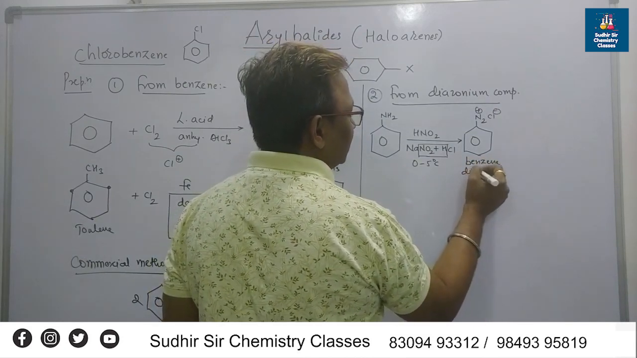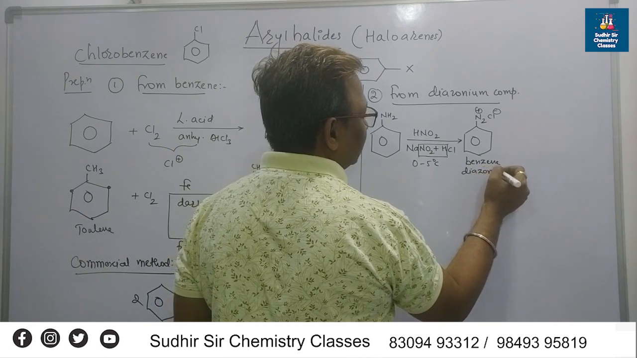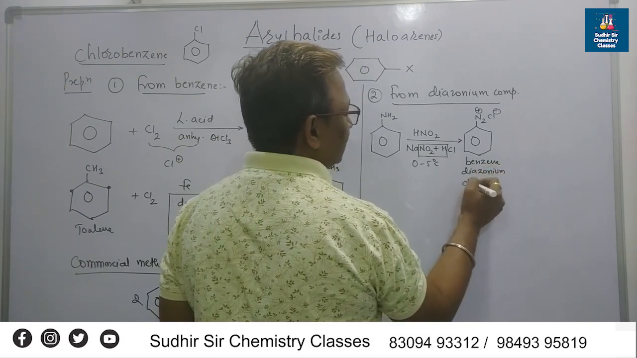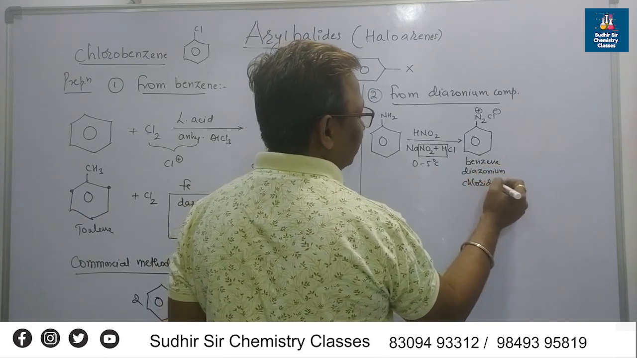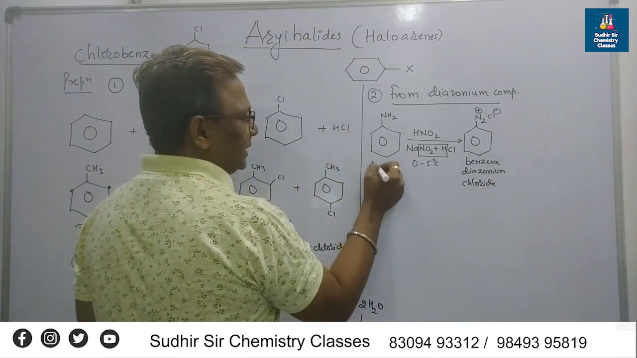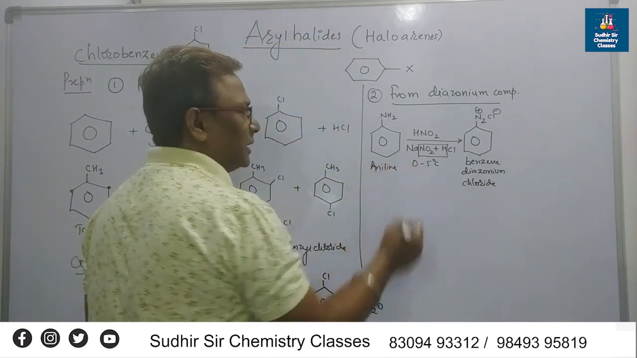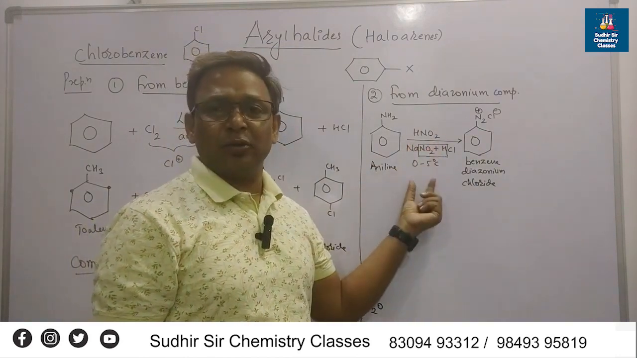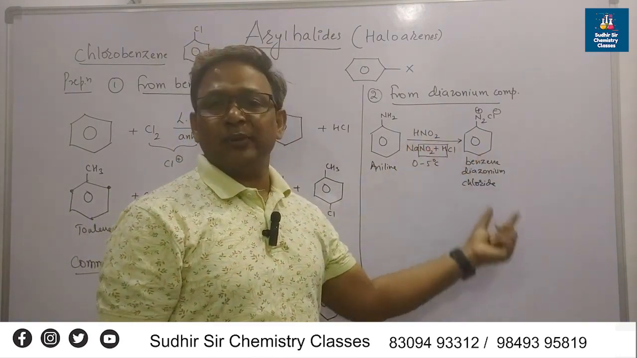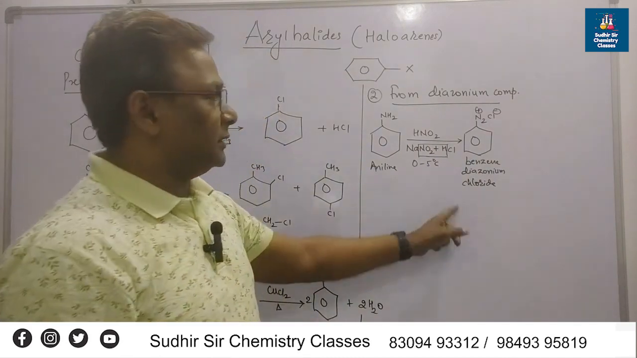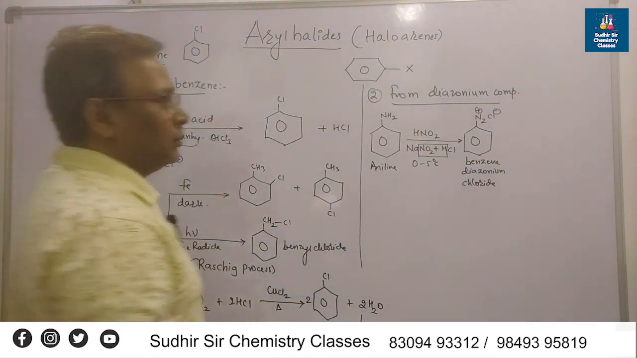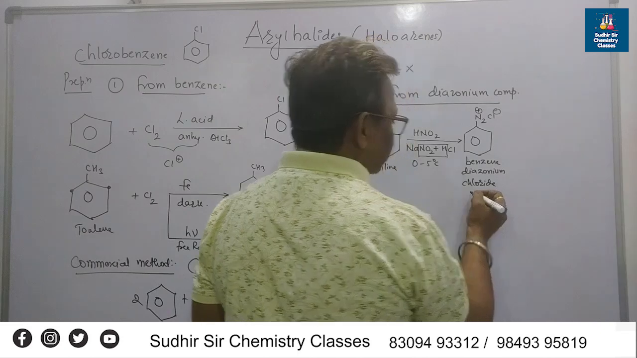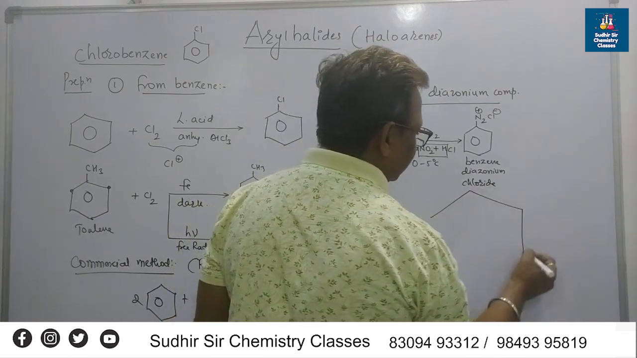N2 plus means diazonium, Cl minus means chloride, so it is a diazonium compound. What is this benzene ring bearing an NH2 group? This is called aniline. On reacting with nitrous acid at 0 to 5 degrees centigrade, it gives benzene diazonium chloride. Now this benzene diazonium chloride will undergo further reactions. I will show you two reactions.